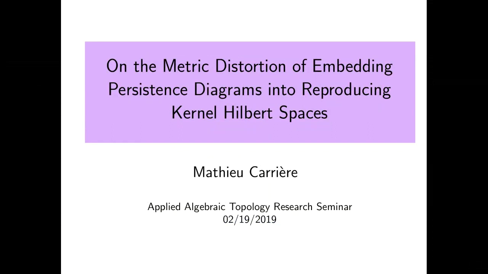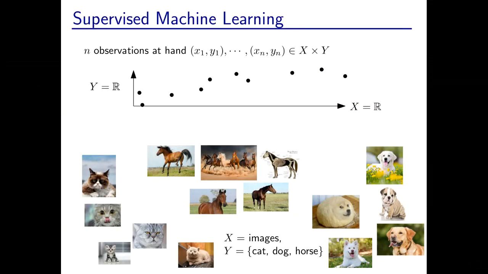So just to give you a little context, I would like to recall the big problem we're trying to solve here. Kernel methods and TDA are all parts of data science. And in this talk, I will focus on machine learning, where we want to do some kind of classification or regression problems, where you have some data points, and you want to predict either a real value if you're doing regression, or an element in a discrete space, which are the labels.